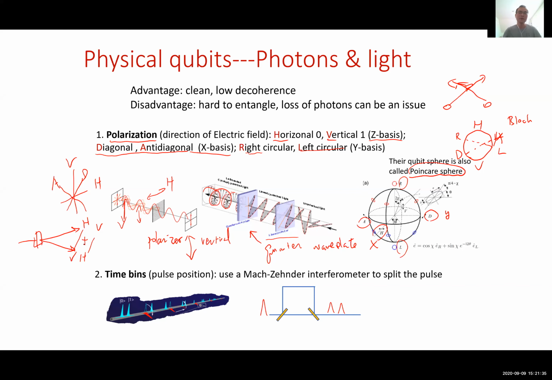Another popular way of encoding a qubit is using the time bin. It's basically just a time sequence. Remember our Mach-Zehnder interferometer, if sending this, this goes through a longer path, so it comes later, and this goes through a shorter path and comes earlier. And I could use this to encode 0, I could use that to encode 1. So timing is important in this implementation of a qubit.